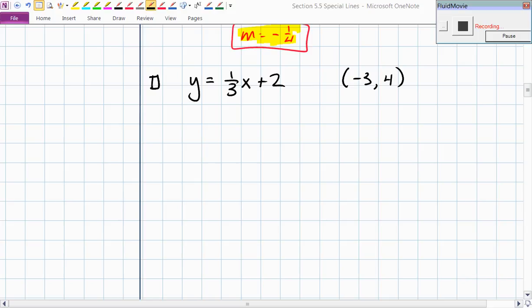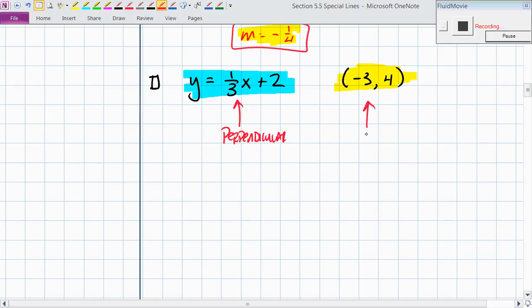Well, here's what we're going to do. I'm giving you a point, and that point is -3, 4. And I'm giving you an equation, and the equation is 1/3 x plus 2. I want you to write an equation of a line that is perpendicular to this and goes through that point. Okay? So we'll do this one together. What's the slope of the line that's perpendicular to that particular line highlighted in blue? No, not 1/3. -3, good.